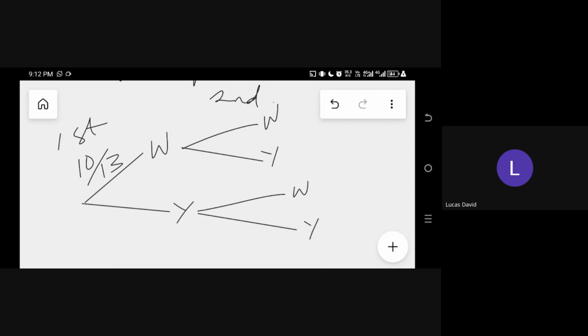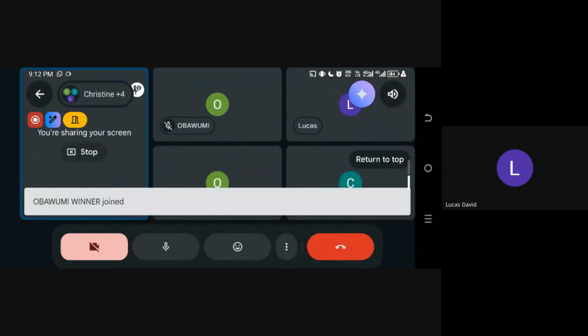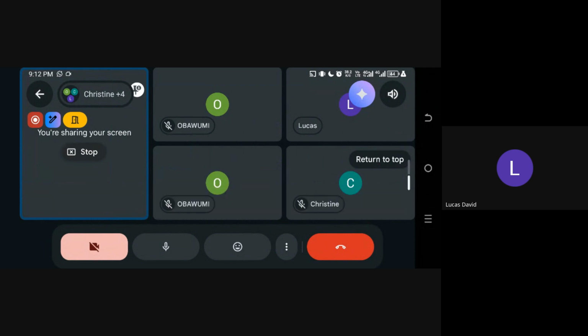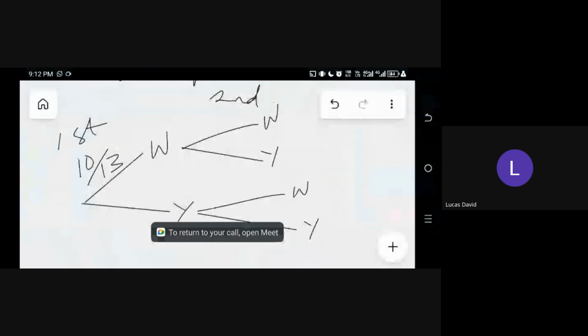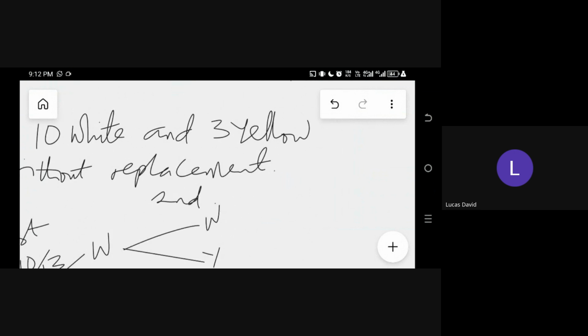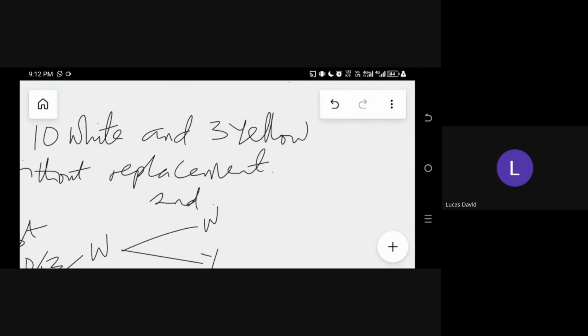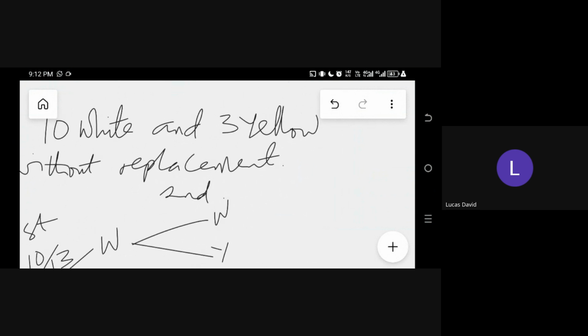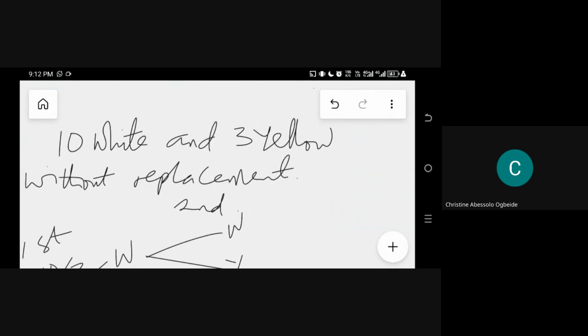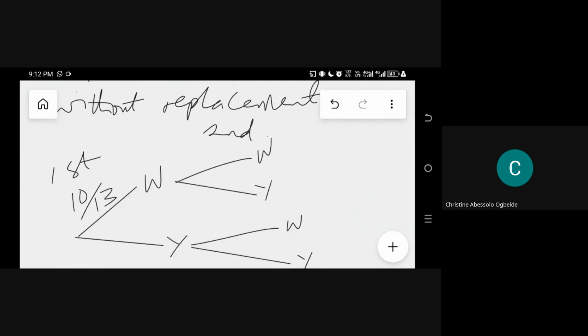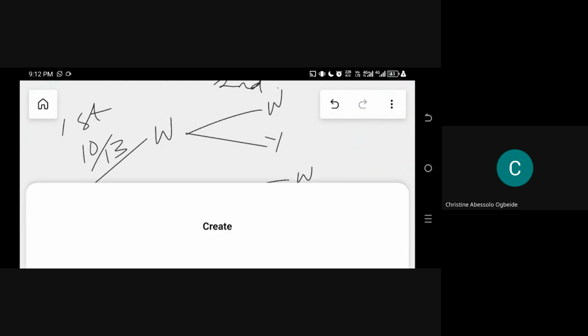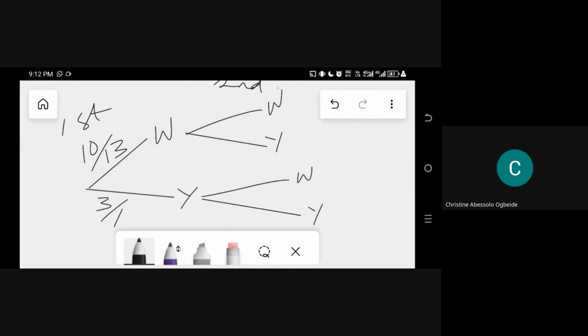Okay. Christine. Let me check if other persons have joined. Lucas, Christine. The network is glitchy. Christine, what about picking yellow the first time? We're still in the first pick. 3 out of 13. So this is for the first pick. If I pick white, 10 out of 13. If I pick yellow, 3 out of 13.